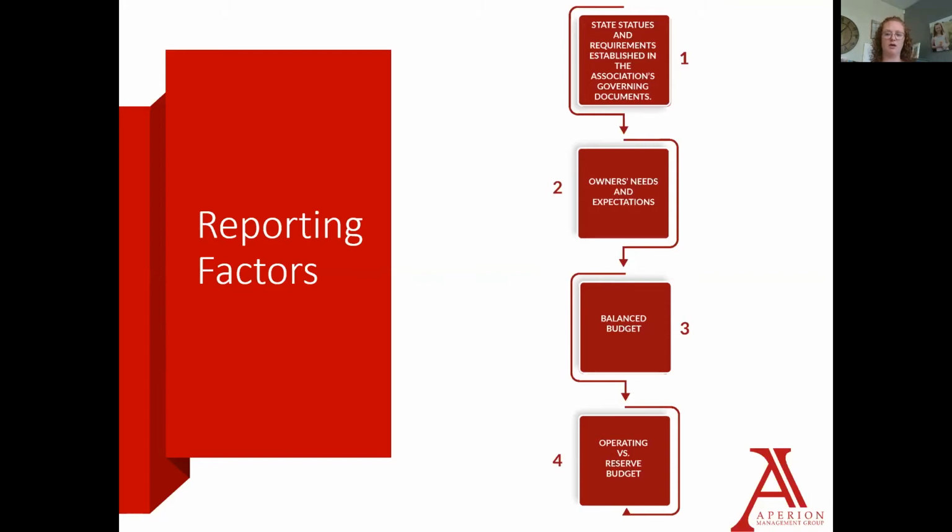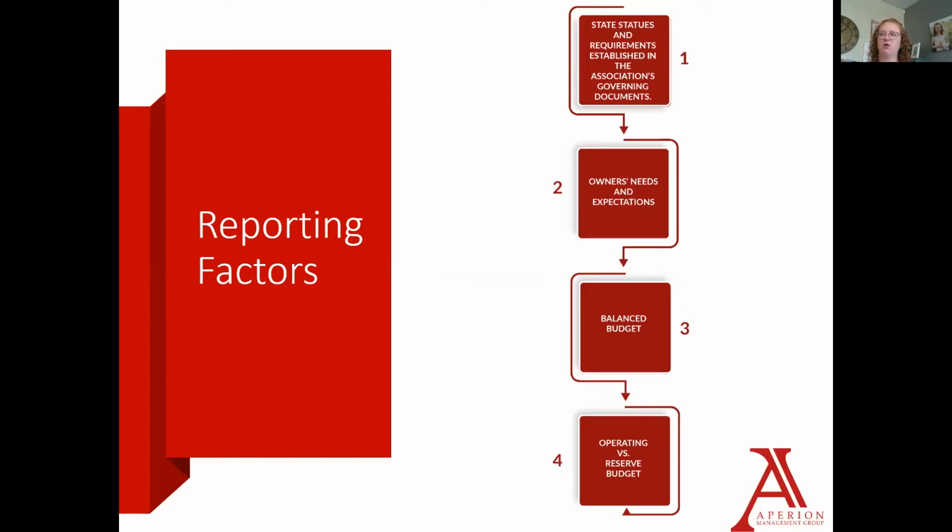Our managers are working on your first rounds of budgets. You will likely, either you have scheduled or will be scheduling your budget meeting here to happen in October or November, because by December 1st, we need to make sure that all of those budgets are out to your owners in order to comply with the state statutes.